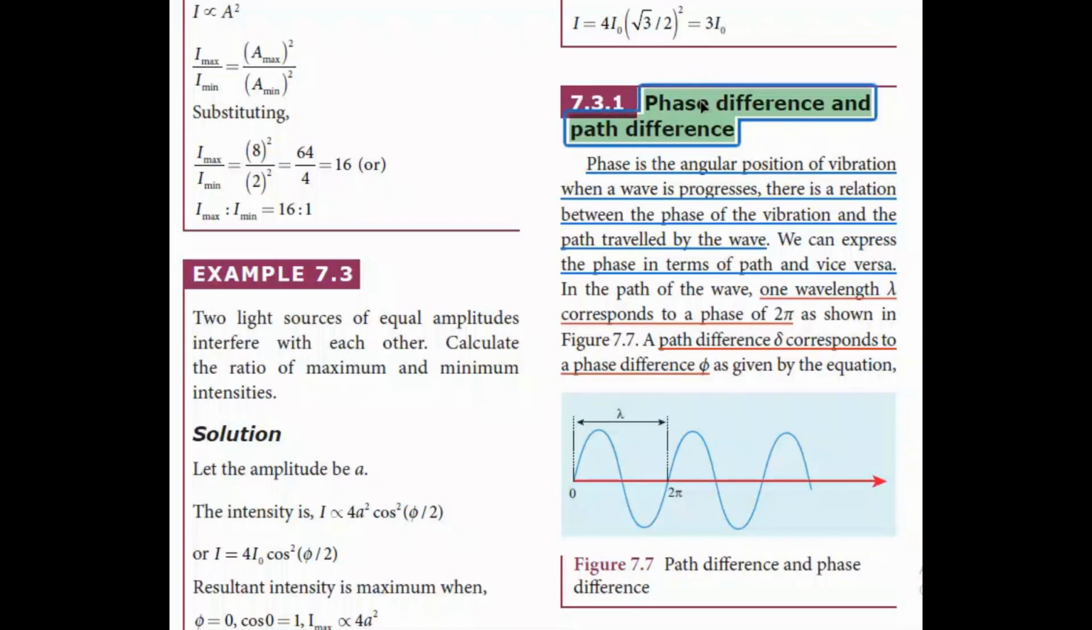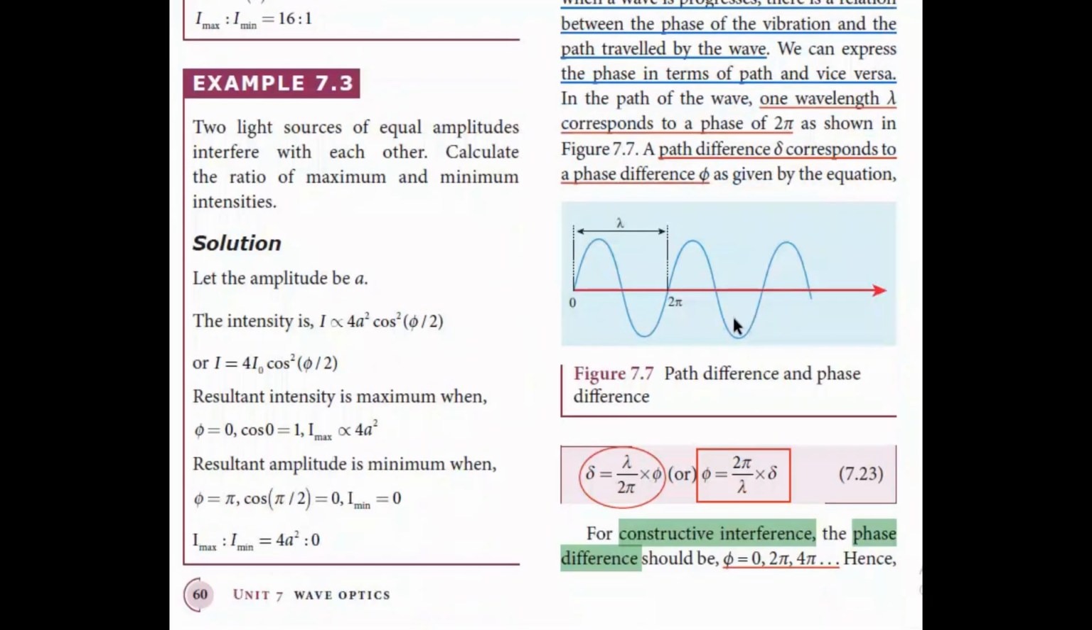Now let us study the phase difference and path difference between the waves. What is phase? It is the angular position of vibration, and when a wave is progressing, there is a relation between the phase of the vibration and the path traveled by the wave. We can express the phase in terms of path difference and vice versa. A path of one wavelength, lambda, corresponds to a phase difference of 2 pi, as shown here. So a path difference of lambda will give rise to a phase difference of 2 pi.